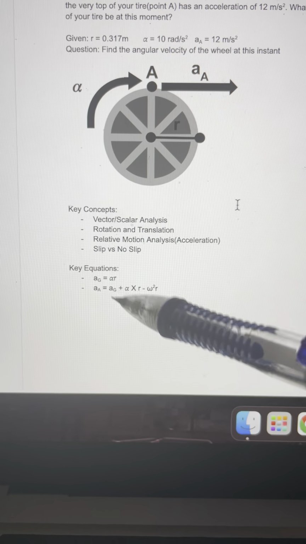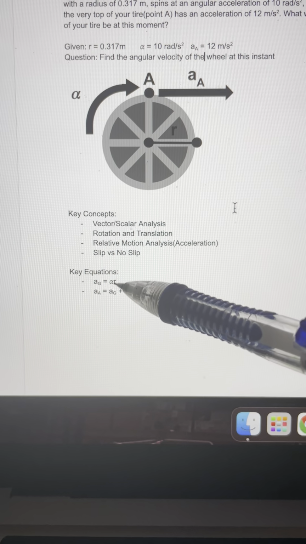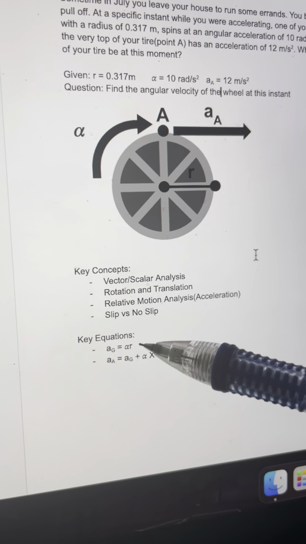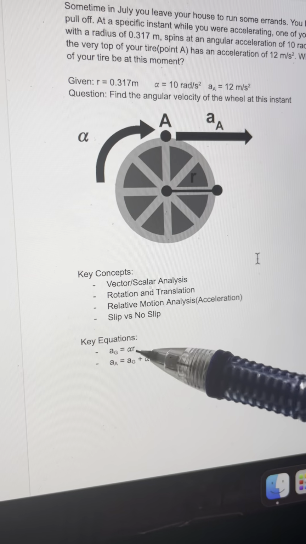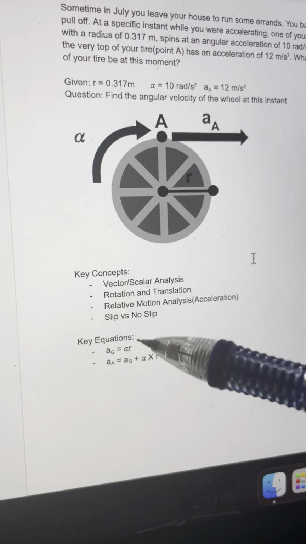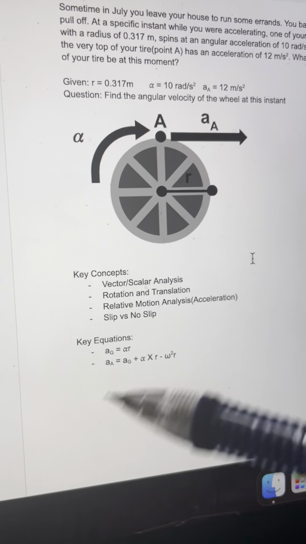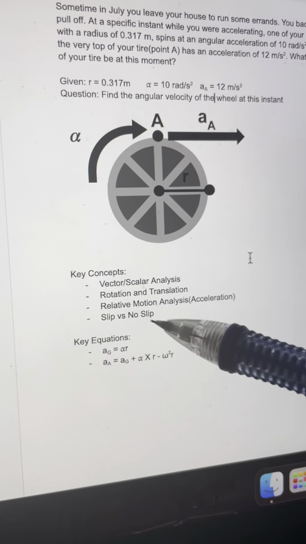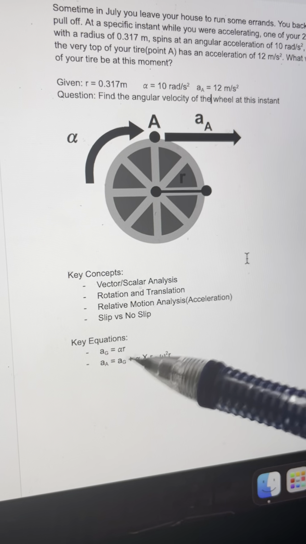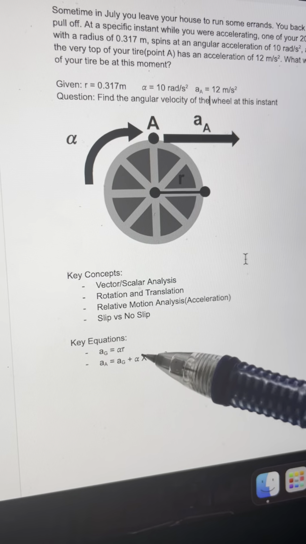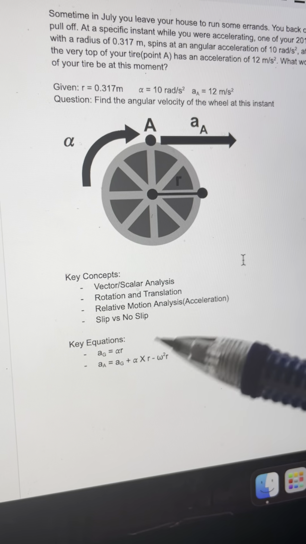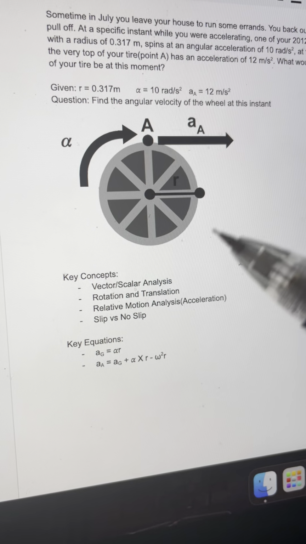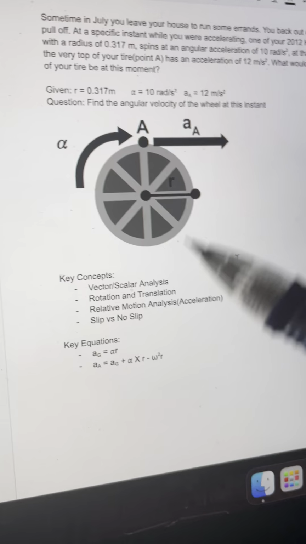The key equations for this problem are: a at the center of gravity equals angular acceleration times radius. This equation right here is very important. This is the equation you use if there is no slip, and only if there is no slip. If there is slip, then you have to take into consideration friction and then see whether or not it will slip based on static or kinetic friction coefficient.